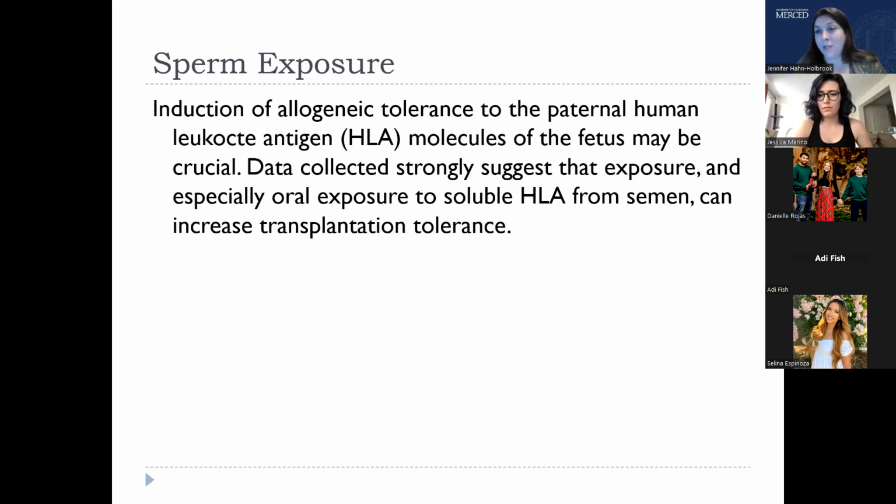So women's bodies keep track of how many times and how recently the moms had sex with the male. Also, the guys who did this study suggested that especially if she was orally exposed to the semen, it's much more likely to increase transplantation tolerance of the egg that's implanted by the sperm.